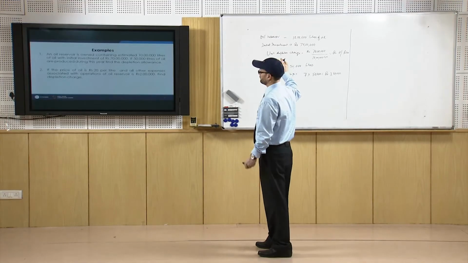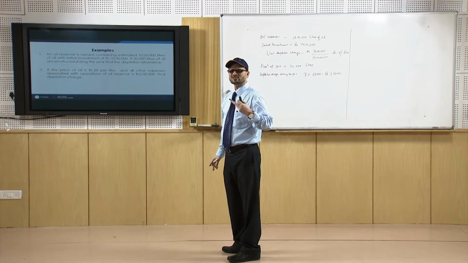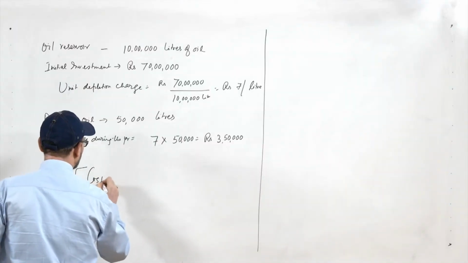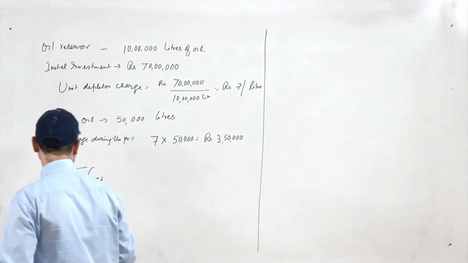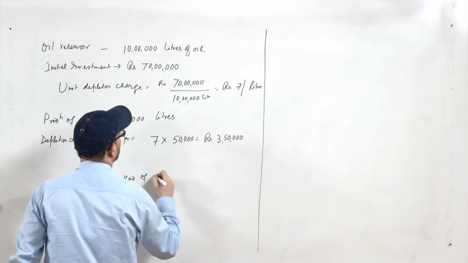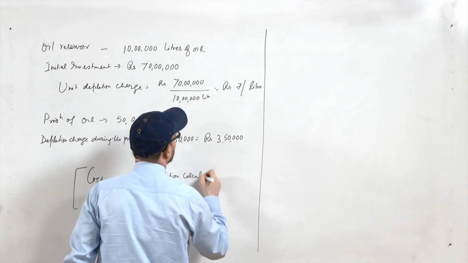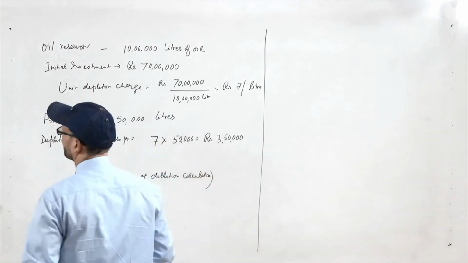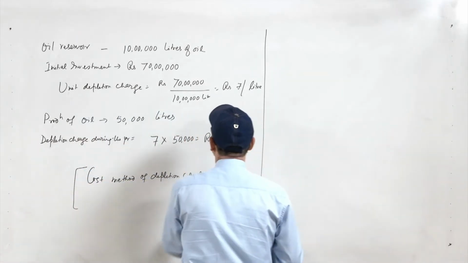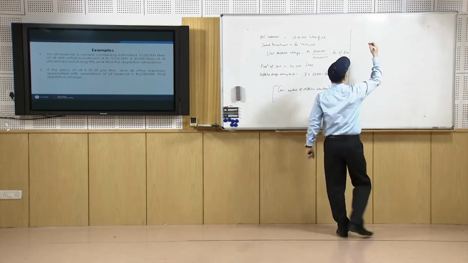So, this is basically based on a similar method as we discussed, the units of production method, and this method is known as the cost method when we talk about the depletion of natural resources, and that is why it is known as the cost method of depletion calculation. Now, there is another method which is known as the percentage method.